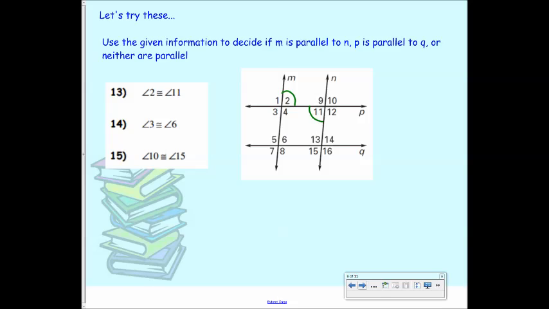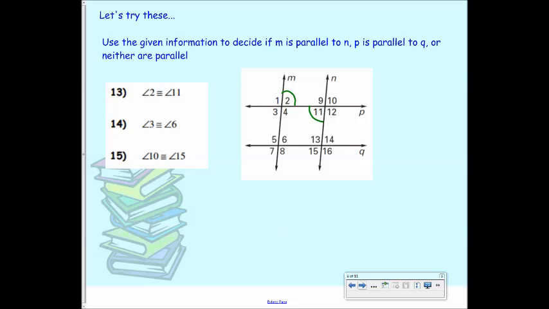Well, then what's the relationship between M and N? I'm sorry, between these angles on M and N. Are they inside or outside of M and N? Inside. Are they same side or alternate? Alternate. Are they congruent? Yes, it tells you they are. So then what theorem can you use to prove that M is parallel to N? Converse of alternate interior. So we would say M is parallel to N because of the converse of alt int.